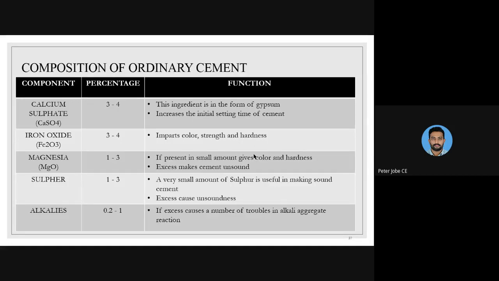There are some other things, but I don't think you will have to study all of those. Just understand this: calcium sulfate will increase the initial setting time. That means it will take more time to become hard if we add calcium sulfate at a higher percentage. Next is iron oxide. It impacts color, strength, and hardness. Then magnesium, sulfur, alkalis. All these have their own specific purposes.